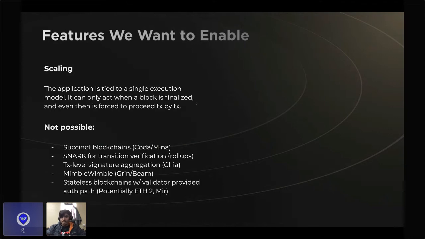Then one of the key ways that you scale blockchains, like the memory requirements of blockchains, is by being what's called stateless. But being stateless also has really bad UX problems. So you could want to have a good UX plus statelessness, which is what this means by stateless blockchains with validator provided auth paths. That's what Mir is doing, and potentially ETH2. I don't think ETH2 is finalized on how the UX versus full node validator efficiency trade-off is yet.